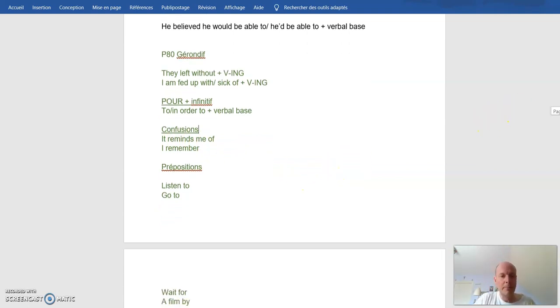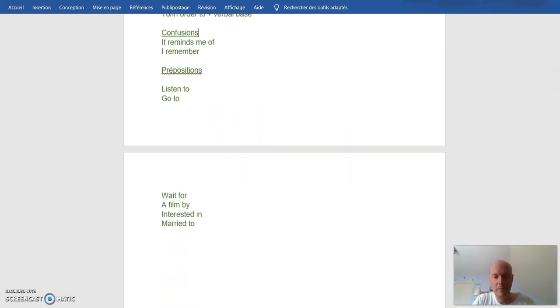And finally, prepositions. We saw some in these activities on prepositions. You have to memorize these prepositions that go with verbs. So a common one that you forget to add is listen to. You know, I listen to music. It seems very simple, but you often make this mistake. Don't forget to. Go to. I go to school. So the preposition for goes with the verb wait. I wait for you. A film by.